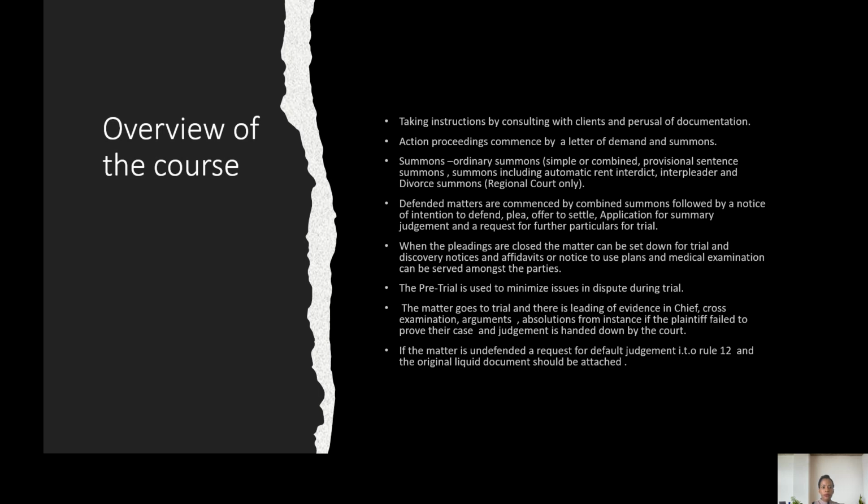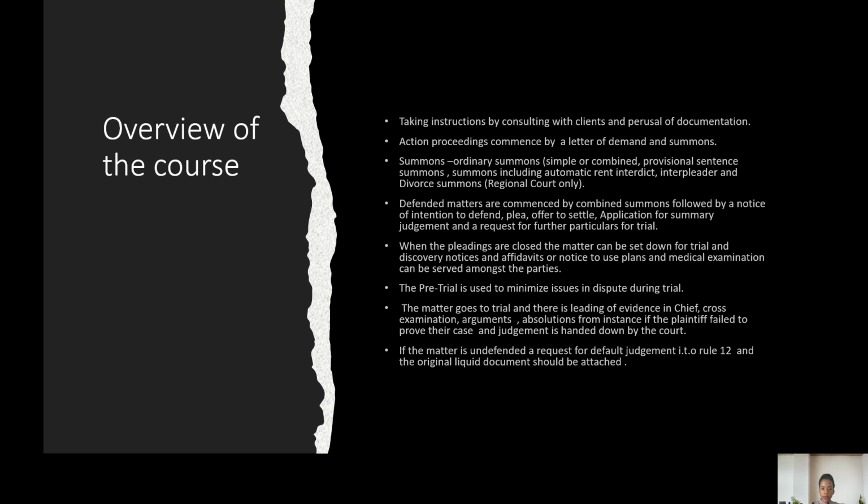Defended matters are commenced by combined summons, followed by notice of intention to defend, plea, offer to settle, or application for summary judgment, and a request for further particulars to prepare for trial. When pleadings have closed, the matter can be set down for trial. Discovery notices, affidavits, or notice to use medical examination can be served amongst the parties. And there's a process called pre-trial. It is used to minimize issues in dispute during trial.